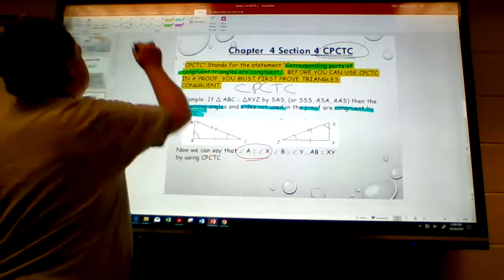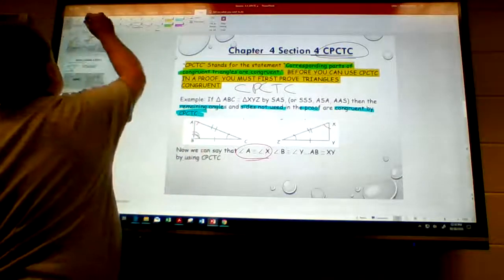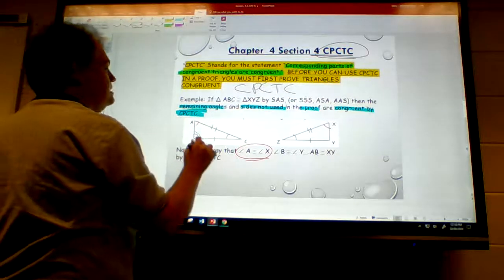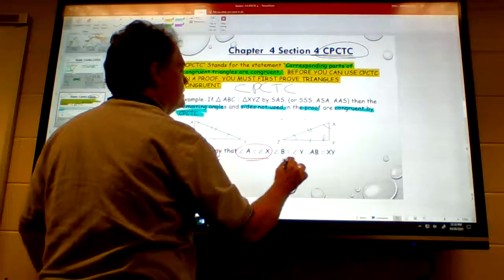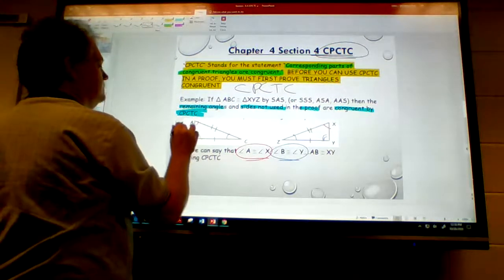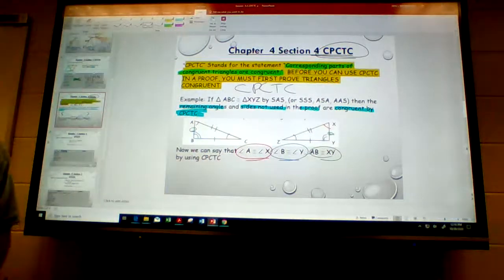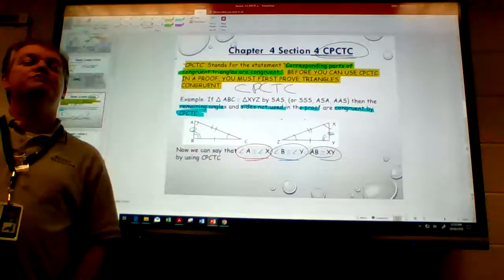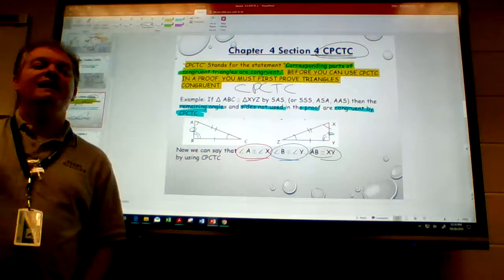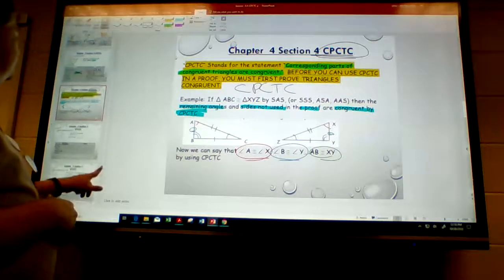Angle B is congruent to angle Y. And AB is congruent to XY. Those 3 remaining parts are congruent because once we prove that the triangles are congruent, then all remaining parts that are corresponding are also going to be congruent to one another. So that's what CPCTC stands for.